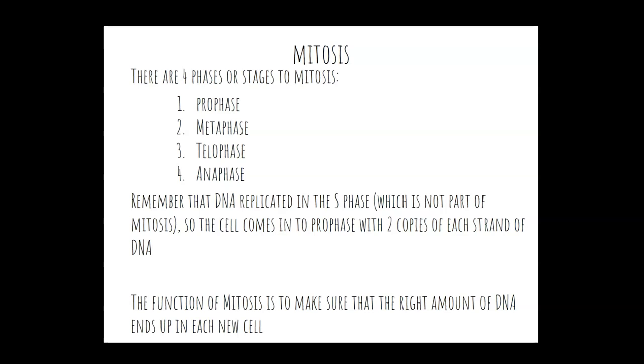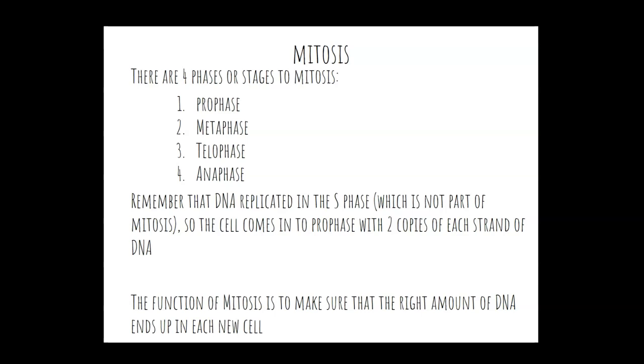Remember that DNA is actually replicated in the S phase. That's not part of mitosis. So the cell will actually enter prophase with 2 copies of every strand of DNA. If we think back to that human karyotype, you had 46 chromosomes. You had 23 pairs of chromosomes. But that's a cell in G1. So a cell that's entering mitosis would actually have, drum roll, twice as much. It would have 46 plus 46.